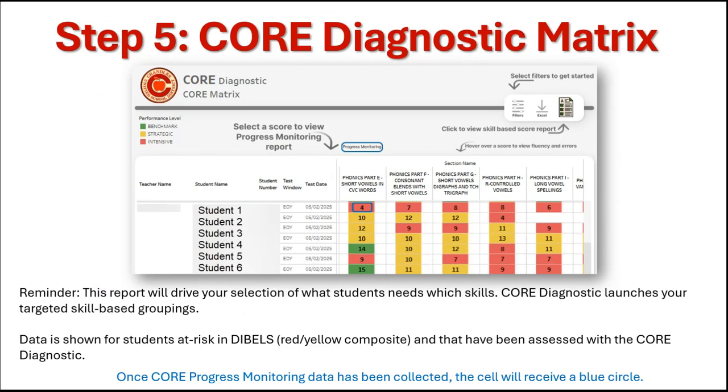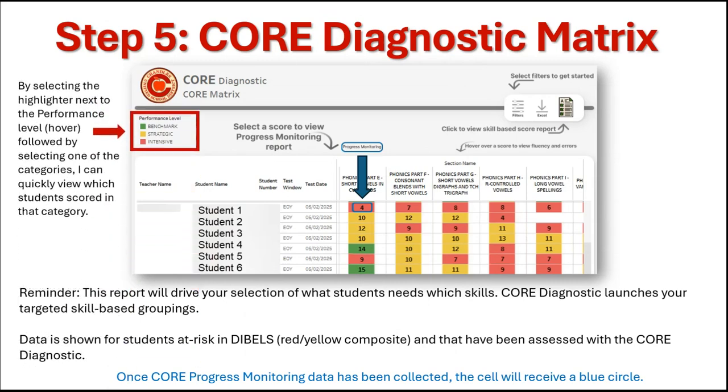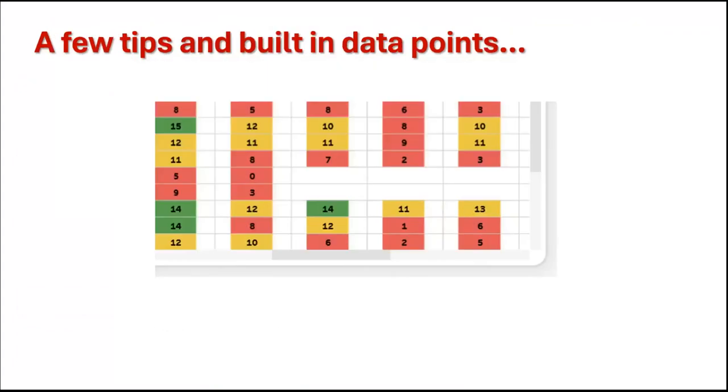You can also see a blue progress monitoring circle as you start collecting data through the core progress monitoring online tool. A couple other things to notice: you can highlight certain performance level categories by selecting that little highlighter, and then you can select the benchmark, strategic, or intensive category, and it will highlight those across your screen. Just a built-in feature. Let's talk a little bit more about a few other tips. Please make sure that you use the scrolling bars on the bottom and on the right hand side to be able to navigate all the data that's available for your students.